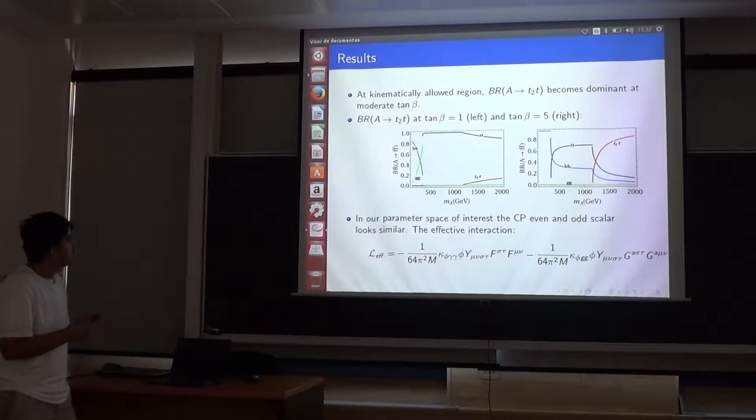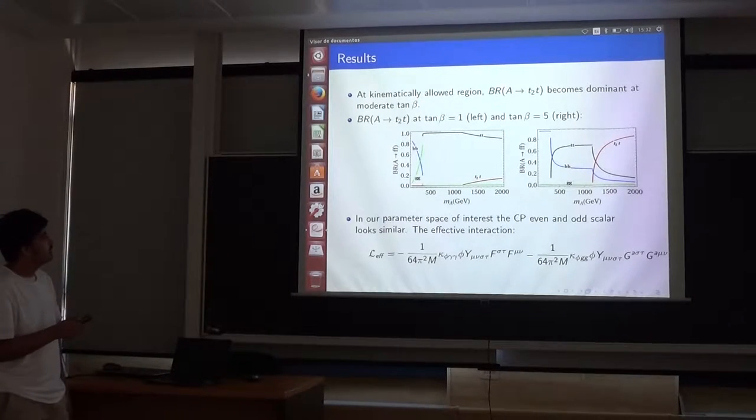So then in the kinematically allowed region, this new mode opens up, and this new T prime, which we name T2, becomes dominant at moderate tan beta. For tan beta 1, TT is the main channel, but for tan beta 5, after the mode opens, the heavy scalar can decay to the new fermions, and so that gives a new mode to look at.